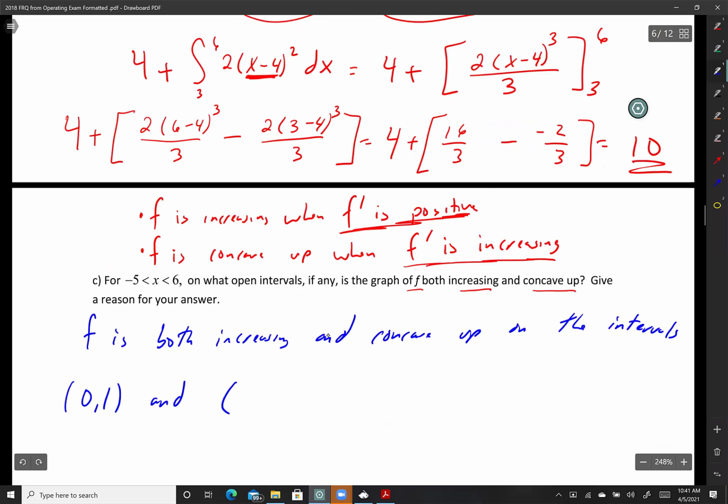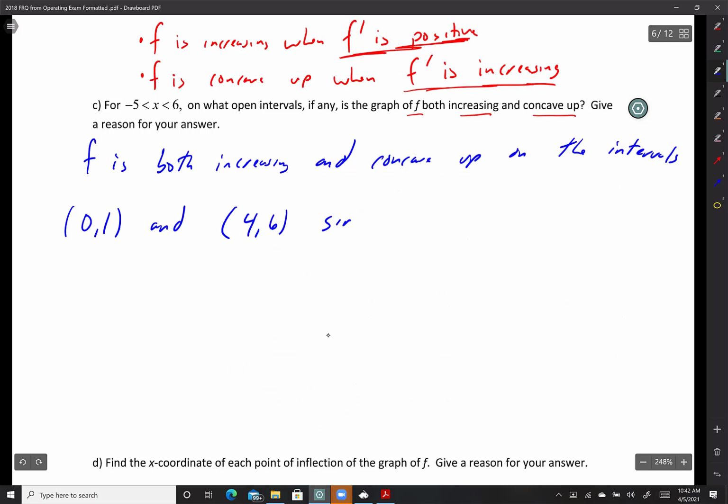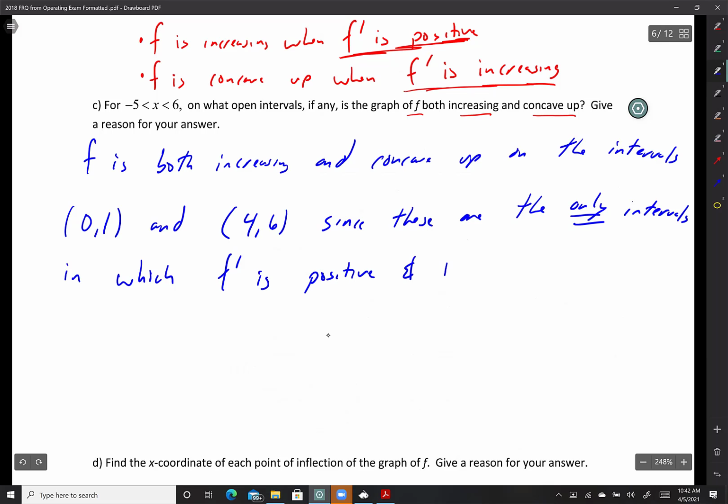And then we said 4 to 6, since these are the only intervals in which f prime is positive and increasing. And if you want to write a little sentence meaning that f is concave up and increasing, then you can, but I would just leave it like that. F is positive and increasing. Perfect. I think that's perfect right there, guys.